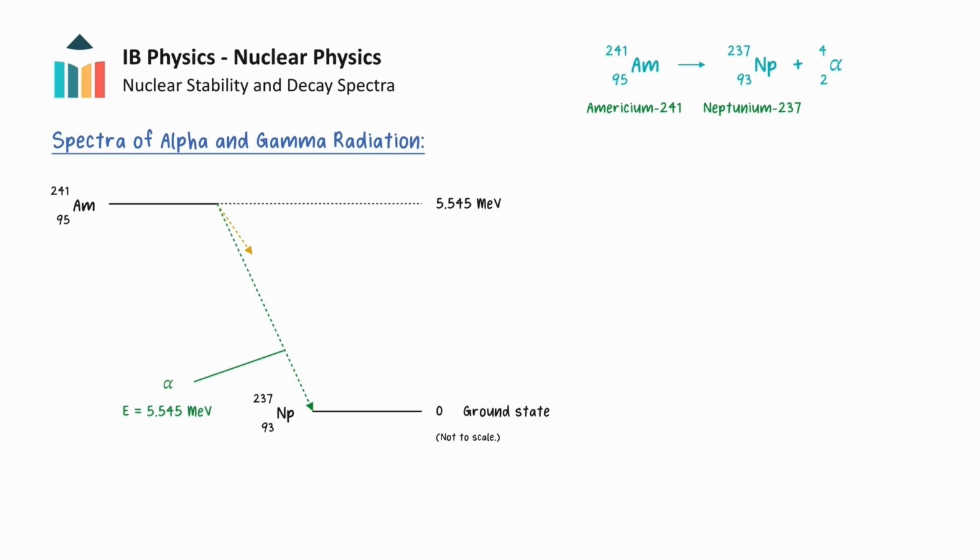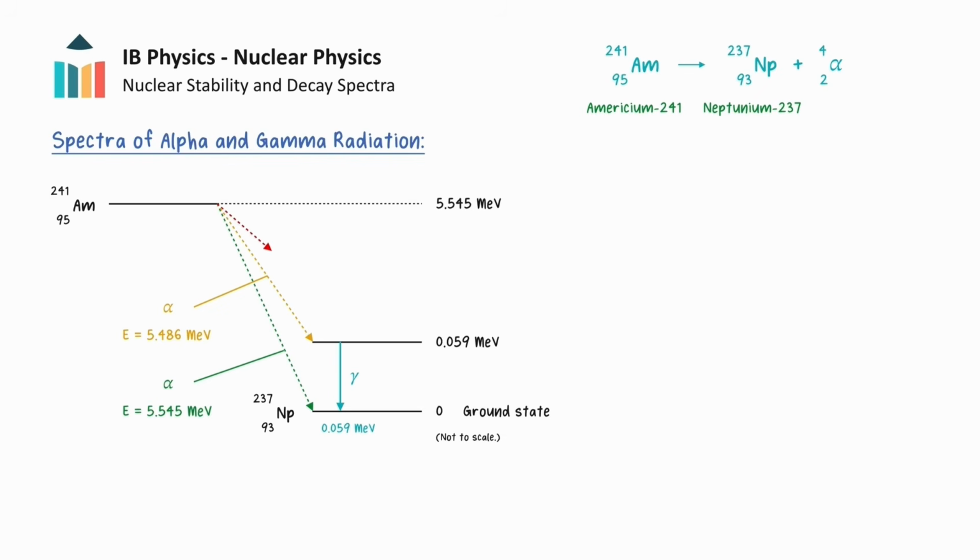In the second decay route, the alpha particle is ejected with 5.486 MeV of energy, and this leaves the nucleus of neptunium-237 in an excited state as it has an excess of energy. To release this energy, a gamma ray photon is emitted with 0.059 MeV, which is exactly equal to the difference in energy between the two energy levels, and then neptunium-237 will have reached its stable ground state.